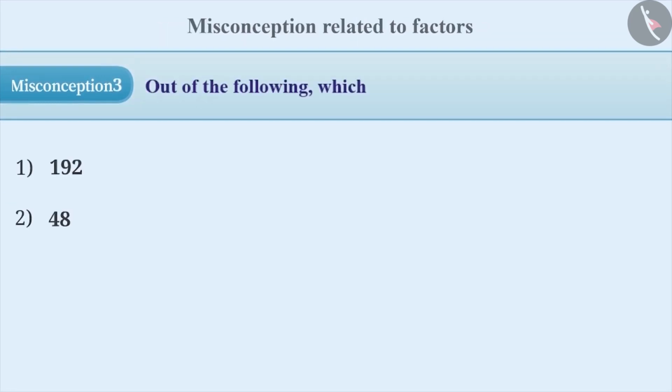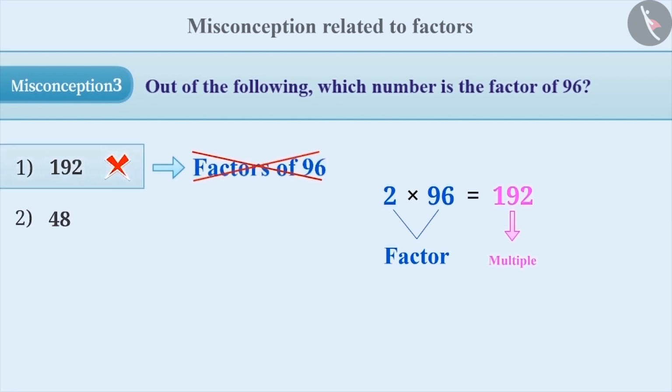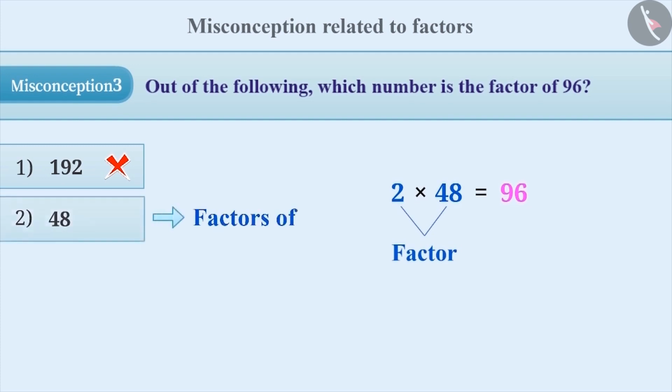Misconception 3. Out of the following, which number is the factor of 96? Due to the confusion in the concepts of factors and multiples, sometimes 192 is mistaken as the factor of 96, which leads to incorrect option 1. The correct way is that we can express 96 as 2 multiplied by 48. Therefore, 48 is the factor of 96. Therefore, the correct answer is option 2.